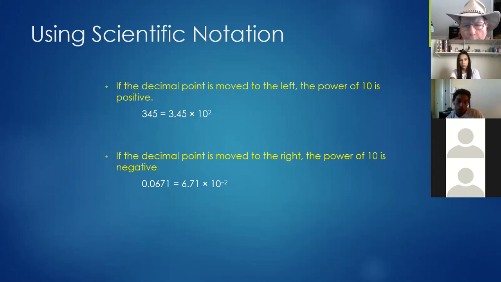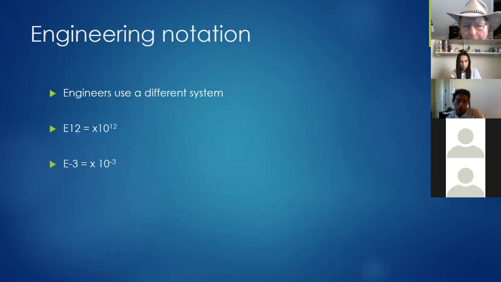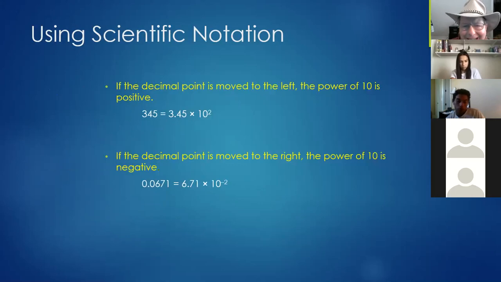If the decimal moves to the right, the power of 10 is negative. So if I have a number, 0.0671, I move the decimal such that there is only one integer to the left of the decimal. I've moved it 2 places, but I've moved this one to the right. So when I multiply it by 10 to the power, that number is -2.